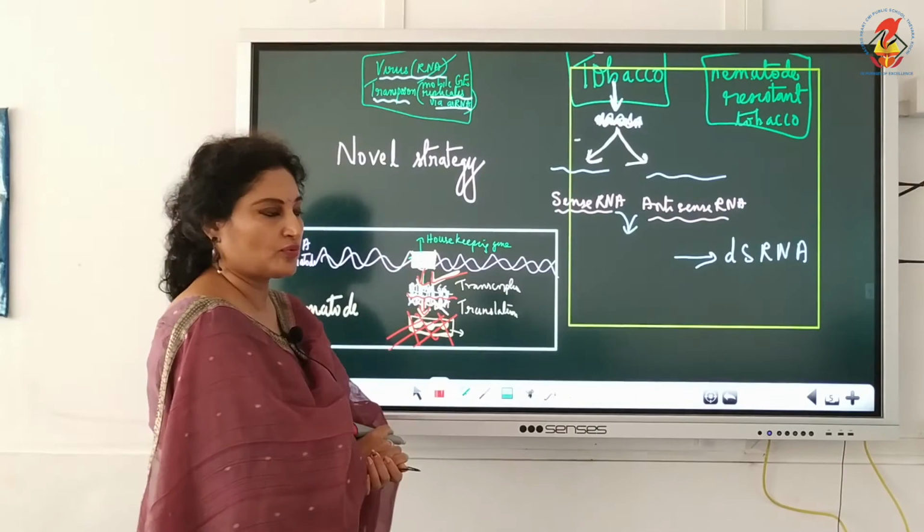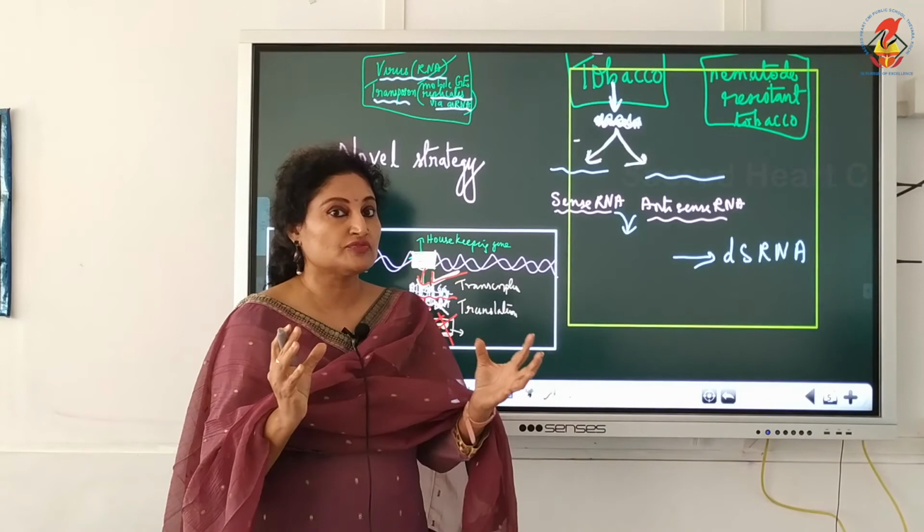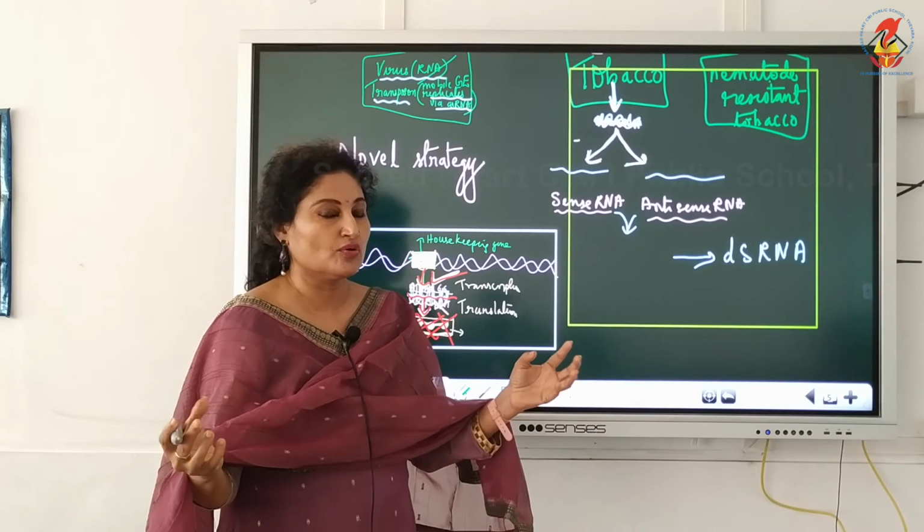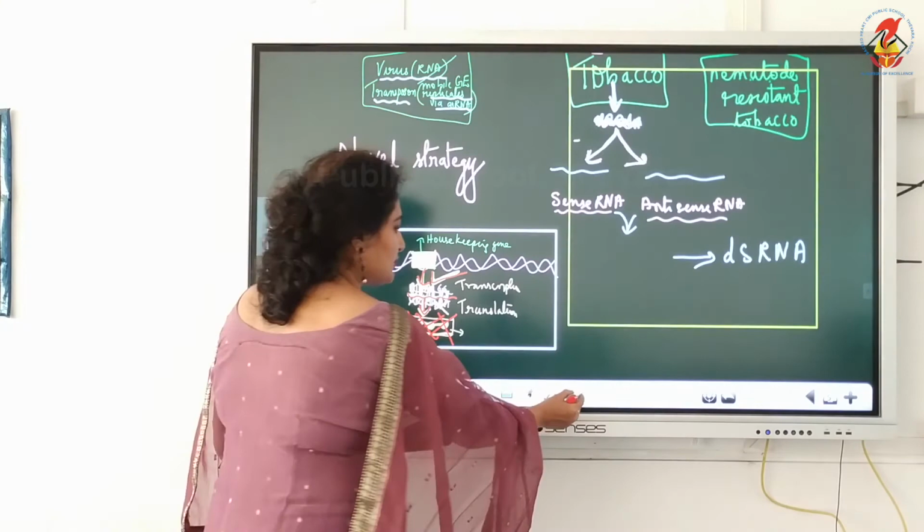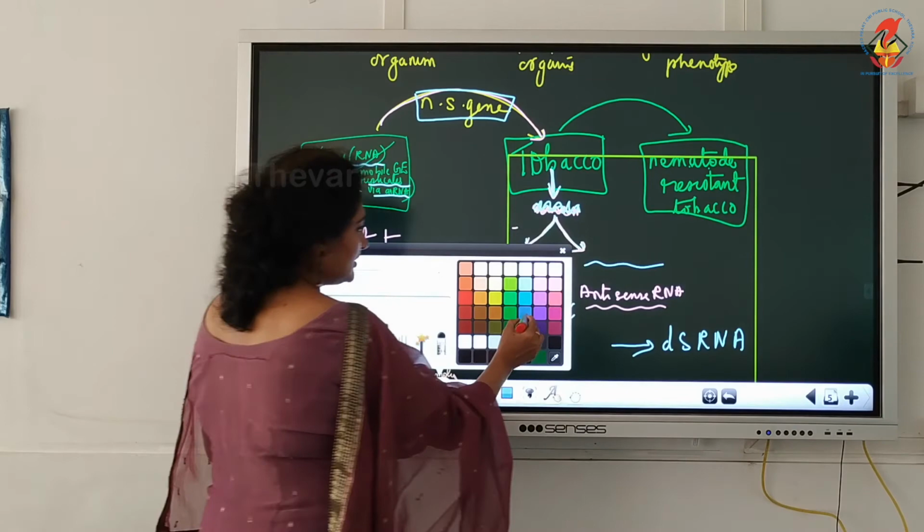Clear? So these two processes are occurring in the two different organisms. One is occurring inside the plant and the other one is occurring inside the nematode. Both are manipulated. Not only the plant, both the plant and the nematode are manipulated. The plant manipulation is very simple. It follows the same guidelines of BT cotton.